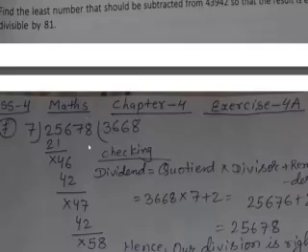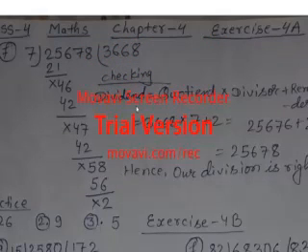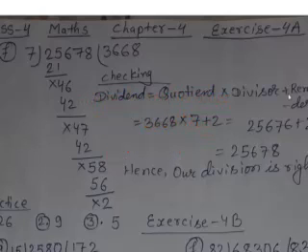25,678 divided by 7. You can see 7 3s are 21. Now after subtracting comes 4, and 4 and 6 is 46, 7 6s are 42, after subtracting 4 will come, 4 and 7 is 47, again 7 6s are 42, now 5 will come down, 7 8s are 56, now 2 is there. So checking is: dividend is equal to quotient into divisor plus remainder. So that is 3668 into 7, that is the divisor. 3668 is the quotient and 7 is the divisor. These two are multiplied and the remainder is added, that is plus 2.